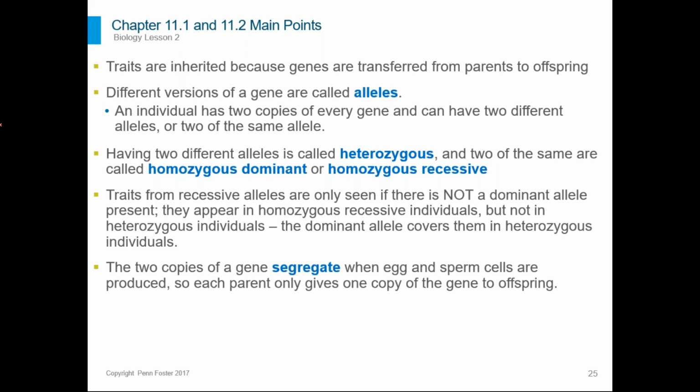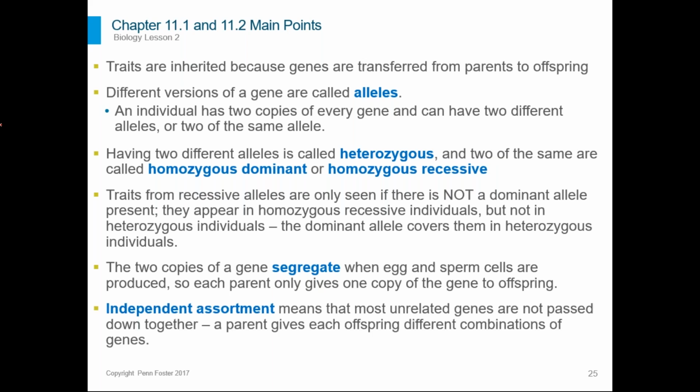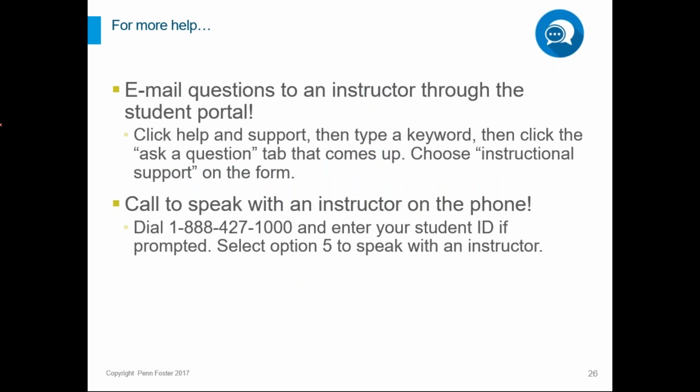Two copies of a gene segregate when egg and sperm cells are produced so that each parent only gives one copy of the gene to offspring. And independent assortment means that most unrelated genes are not passed down together. A parent gives each offspring different random combinations of the genes. And that brings us to the end of this section.